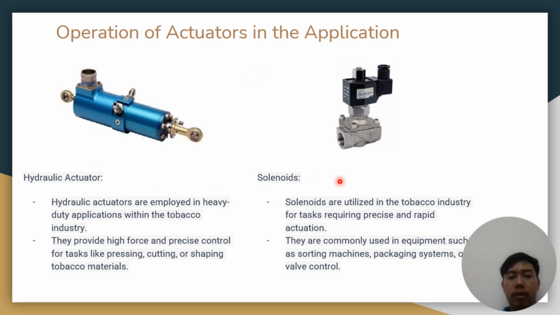Next is solenoid. Solenoids are utilized in the tobacco industry for tasks requiring precise and rapid actuation. They are commonly used in equipment such as sorting machines, packaging systems, or valve control. Solenoids operate by using an electric current to create a magnetic field that moves a plunger or actuator.